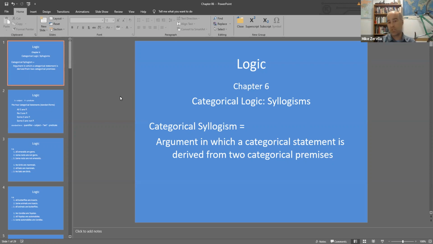A syllogism is just a fancy name for an argument, or a style of reasoning, a pattern of reasoning, an inference to be made, a conclusion to be drawn from specific premises. That's just what a syllogism is supposed to be. So a categorical syllogism then is an argument in which a categorical statement is the conclusion that's based on or derived from 2 premises, where the premises are both categorical statements themselves.